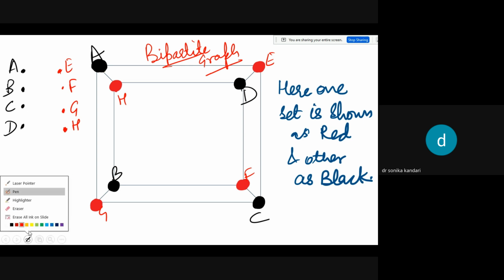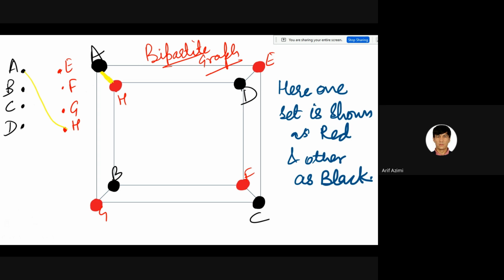Now look at any edge. A, H. AH is connecting A and H. So A belongs to this group and H belongs to this group.